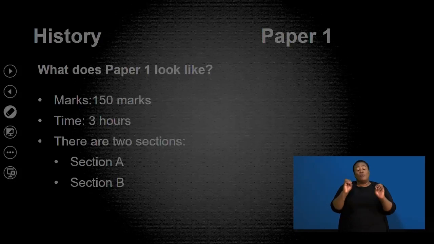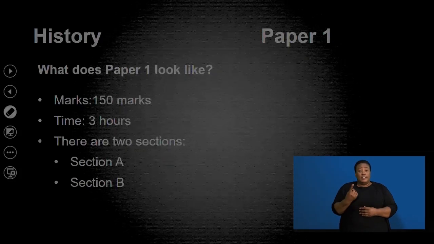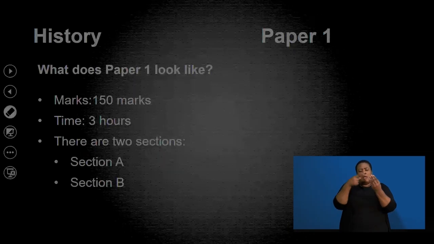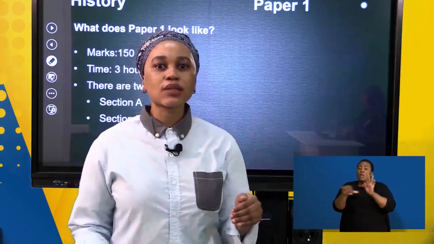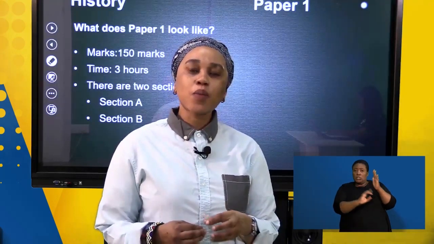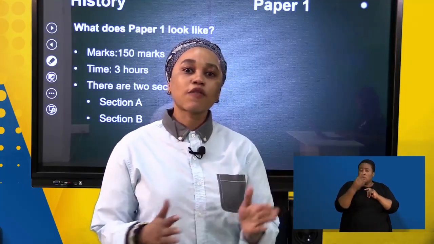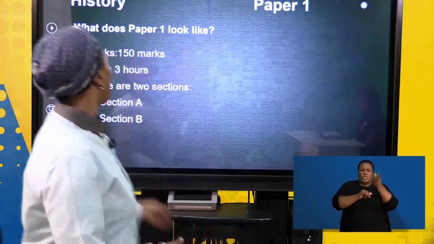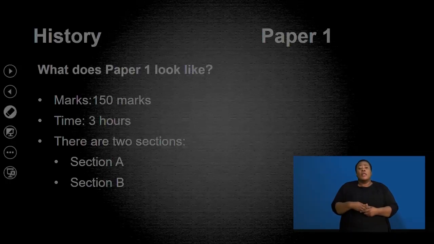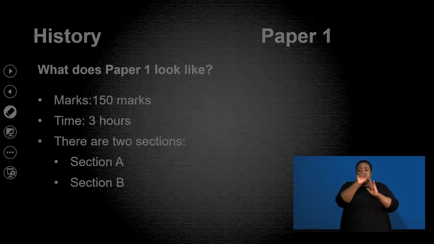So, first of all, your paper is out of 150 marks and it's 3 hours long. Now, that is very, very important. Later on, I'm going to show you the different sections that are contained in this paper. So it's very important for you to see how you can divide the 3 hours that you have. And remember, on top of that, you have the reading time as well. So it's very important to use all that time wisely. It's 150 marks for 3 hours. And as you can see, there are 2 sections. There is Section A and Section B.